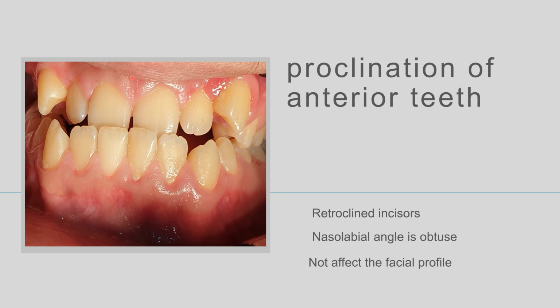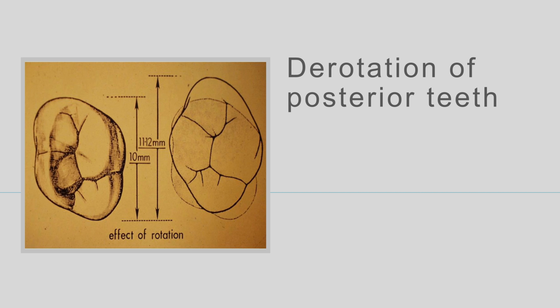The proclination of retroclined anterior teeth is regarded as a method of space creation in crowded teeth. So it is used when the anterior teeth are retroclined, as in this case, but without changing or affecting the facial profile, and in cases that mostly have a wide nasolabial angle.